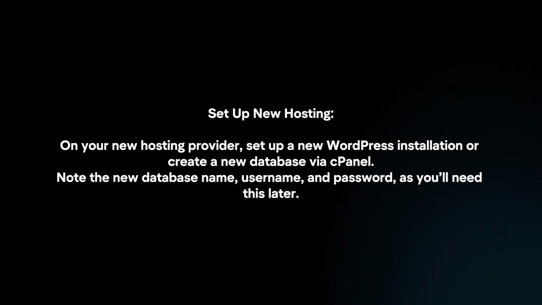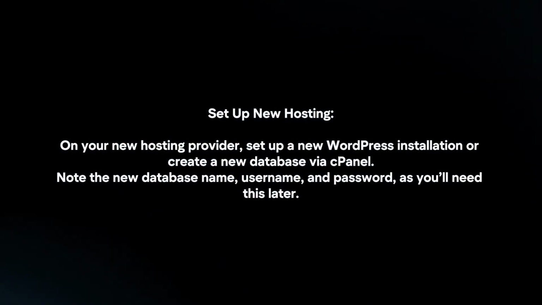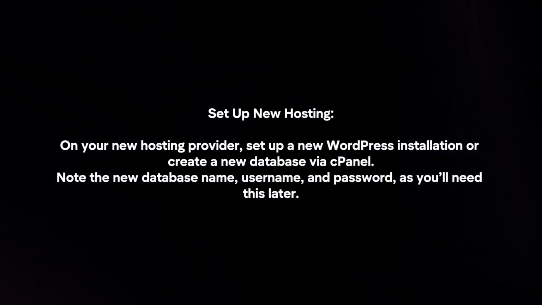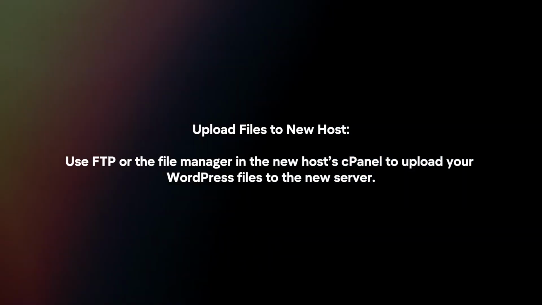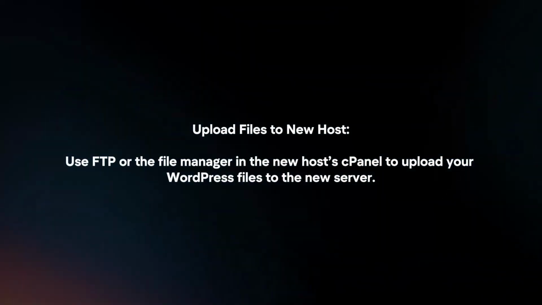Set up new hosting. On your new hosting provider, set up a new WordPress installation or create a new database via cPanel. Note the new database name, username, and password, as you will need this later. Upload files to new host. Use FTP or the file manager in the new host cPanel to upload your WordPress files to the new server.